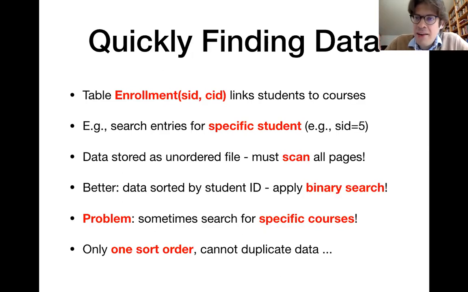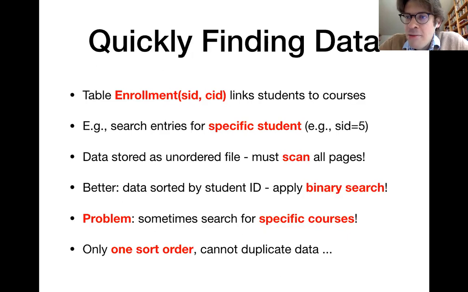For one data set, I have to choose one specific way of ordering it. So here, for instance, if I choose to sort the enrollment relation by the student ID, then it will make it more efficient to find information about specific students. But if I'm now searching for information about specific courses, for instance, even worse, then the student sort order doesn't help me at all. And I have to choose one single sort order.